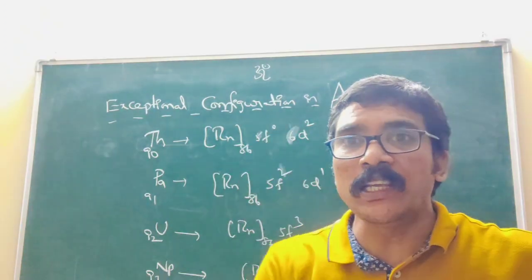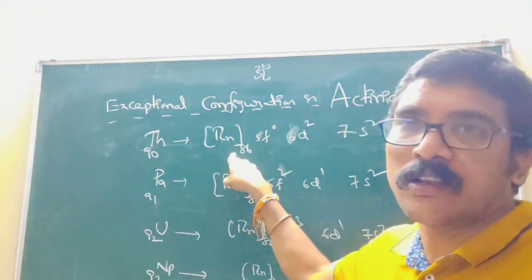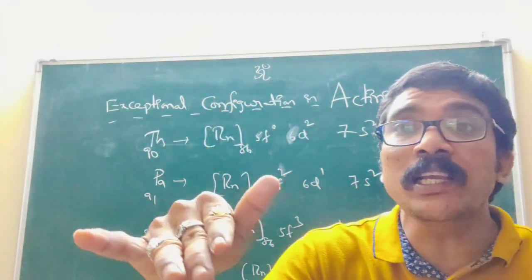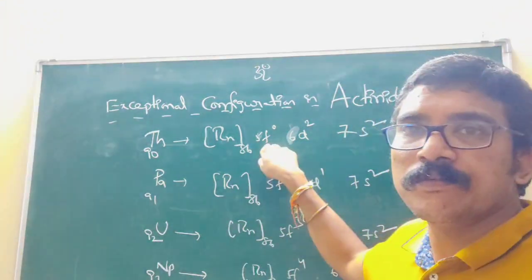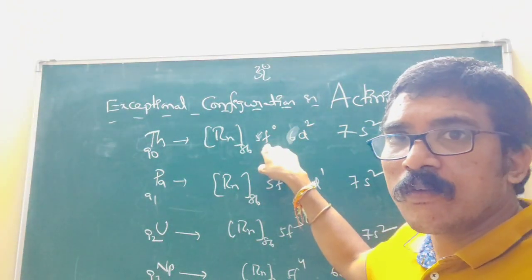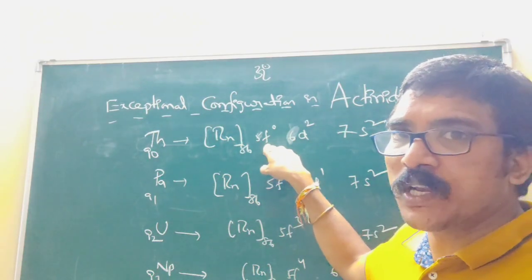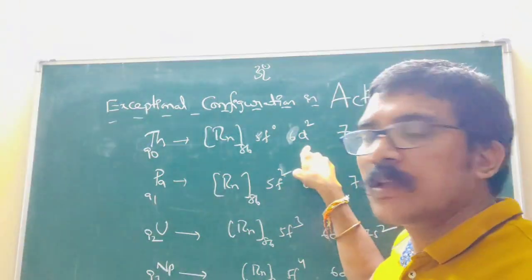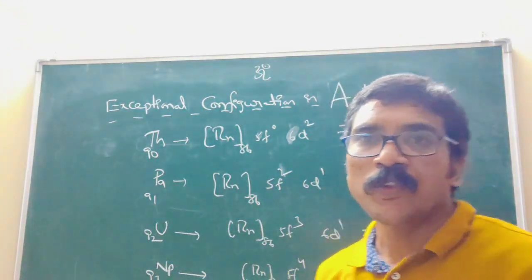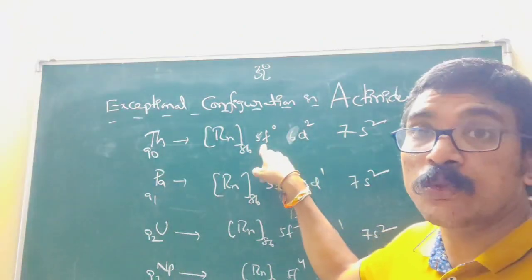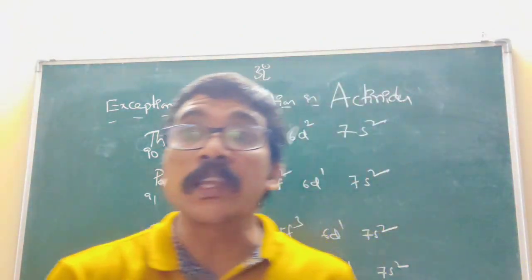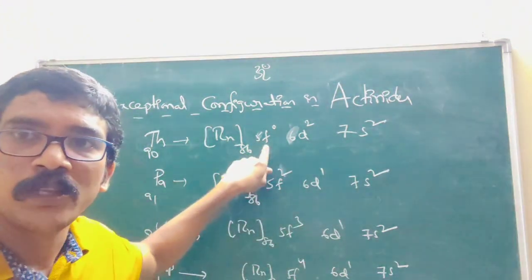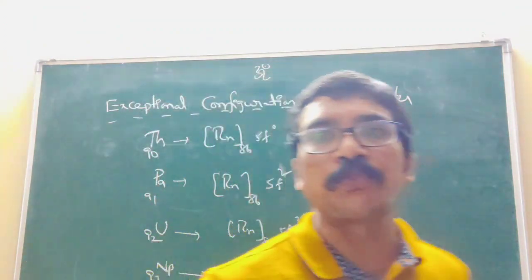Thorium, atomic number 90. You are expecting radon 86 noble gas, then 7s2. After 7s2, expecting is 5f1, but it is not filled in the case of actinium. 6d1 is filled up. But in the case of thorium also, we are expecting 6d1, 5f1. That is very, very important. Even though the f electron is absent, thorium is an f-block element. That is the special thing about thorium.